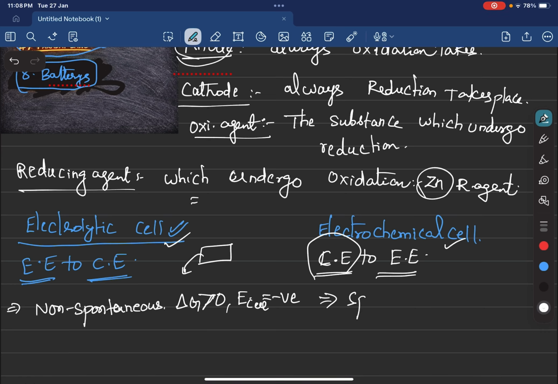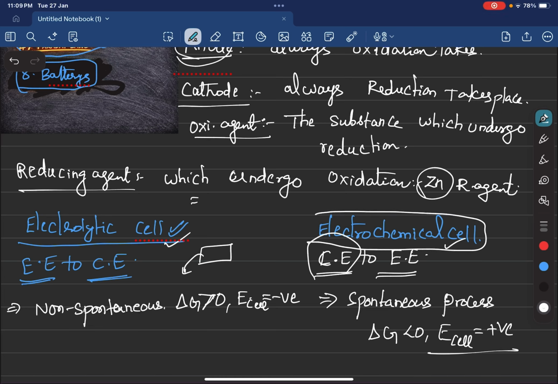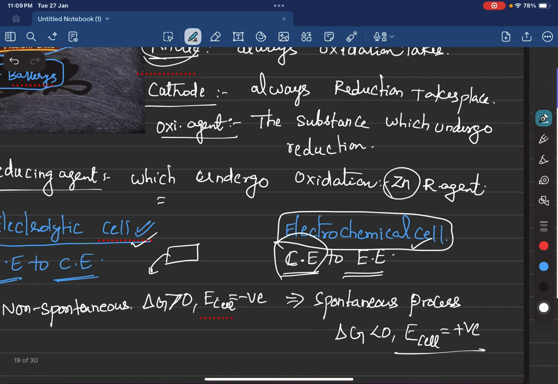Here, in a spontaneous process, since we are carrying out the process without external energy, the delta G value is less than 0 and the E cell value will be positive. These are the basics which you are supposed to understand. First we are going to discuss the electrochemical cell completely, then the electrolytic cell. So we are going to start that.